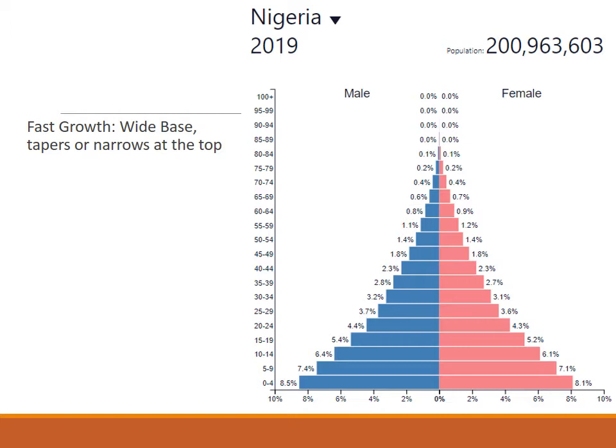This is the population pyramid for Nigeria, the most populous country in Africa and one of the fastest growing as well. We can see the fast growth in the wide base of this pyramid, which then sort of tapers or narrows at the top. Notice the longest bars are the bottom three. They show children age 0 to 14.